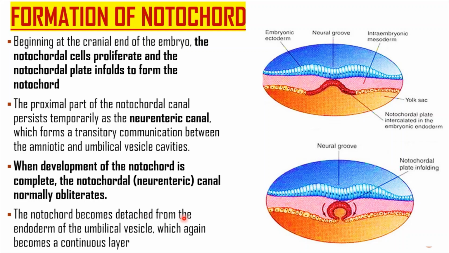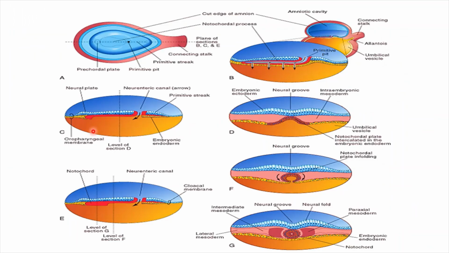The notochord becomes detached from the endoderm. So this is the endoderm. When the notochord becomes detached from the endoderm, the endoderm will now become a continuous layer once again. So now, the question is, what is the importance of the notochord? The notochord will induce the formation of the neural structures in the embryo. So it will induce neurulation. So this is the process of how it happens.